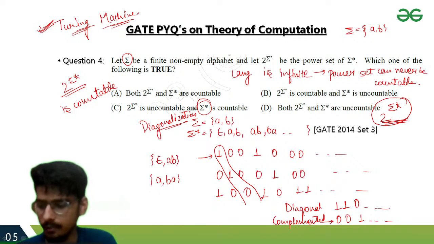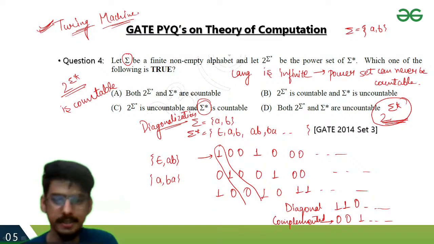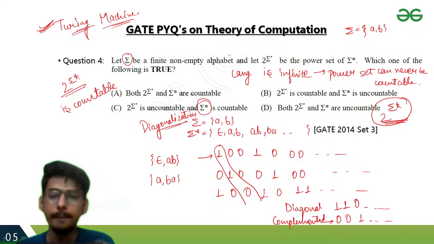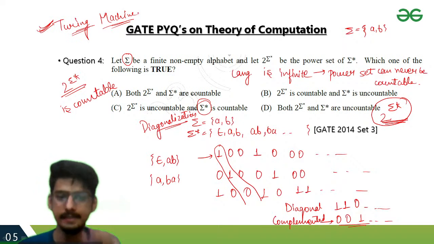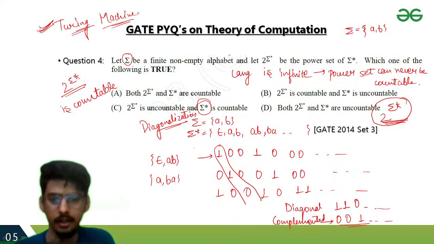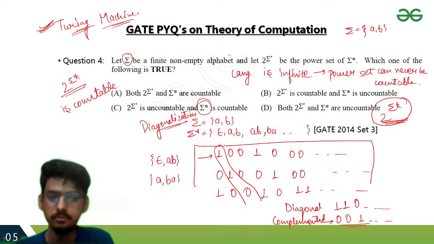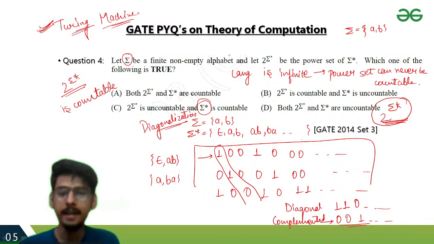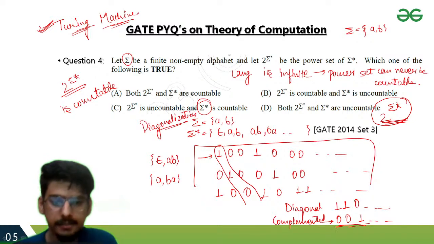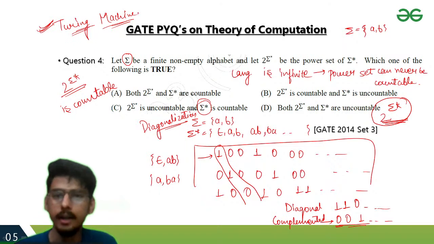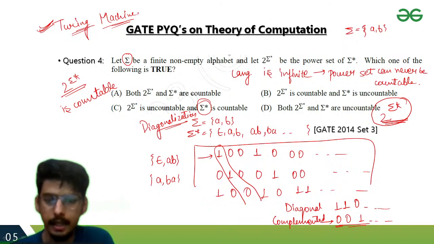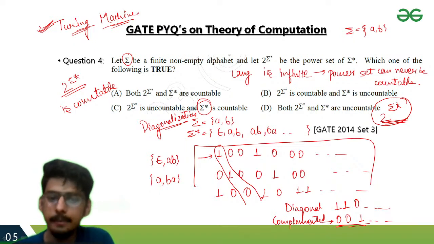Anyways, this complemented binary string will not be present in this table which I have just generated. This is the whole table. Why? Because the first element is 0. I cannot have 0 because this first element over here is 1, right?